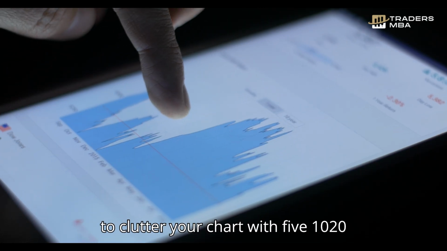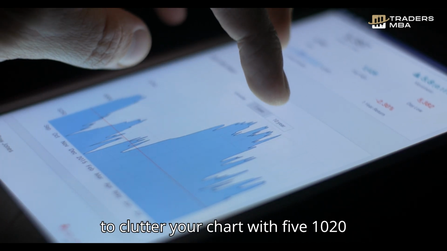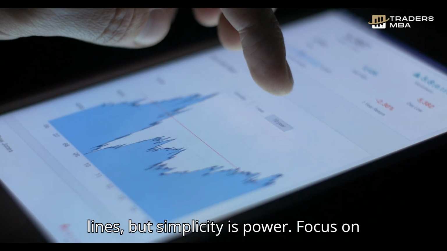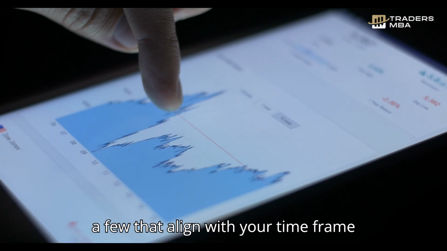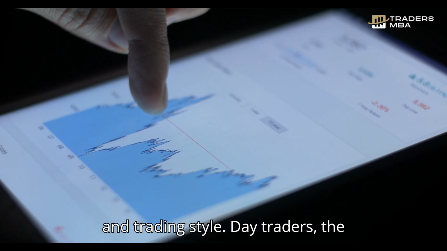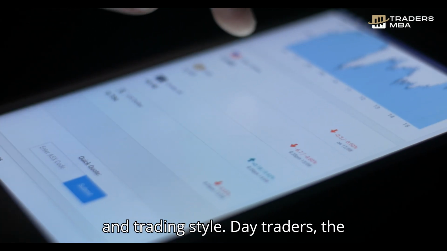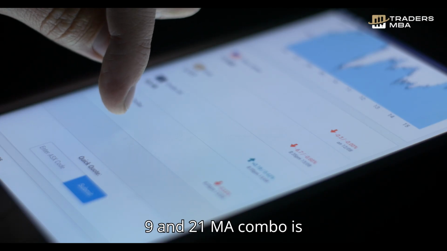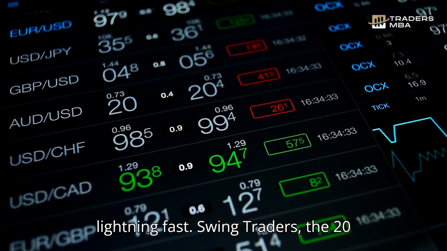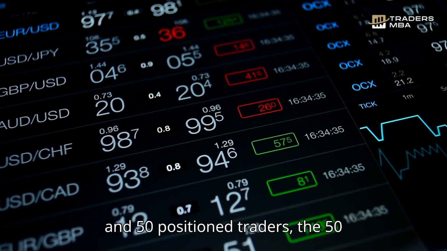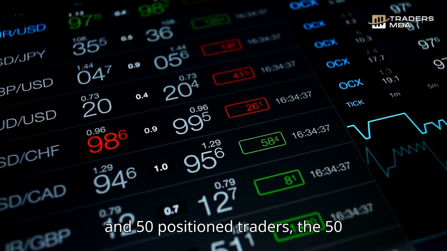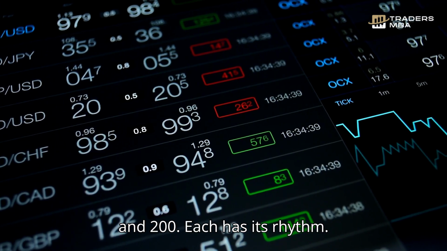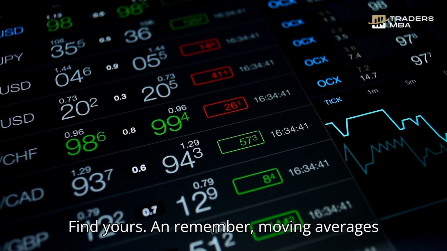Now let's address one of the biggest mistakes traders make with moving averages, using too many. It's easy to clutter your chart with 5, 10, 20 lines, but simplicity is power. Focus on the few that align with your time frame and trading style. Day traders, the 9 and 21 EMA combo is lightning fast. Swing traders, the 20 and 50. Position traders, the 50 and 200. Each has its rhythm. Find yours.